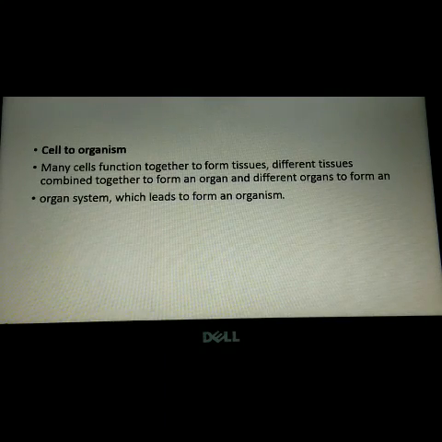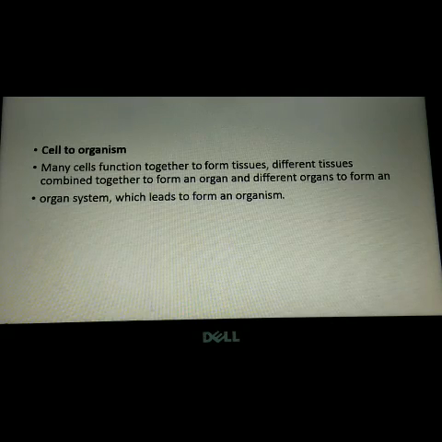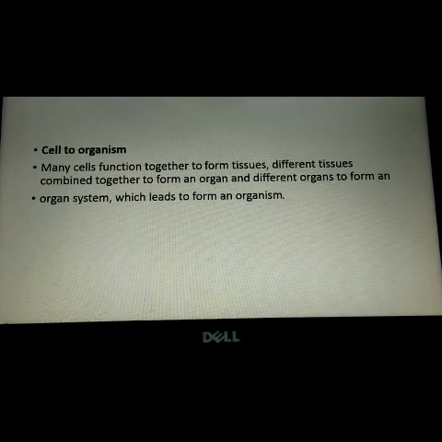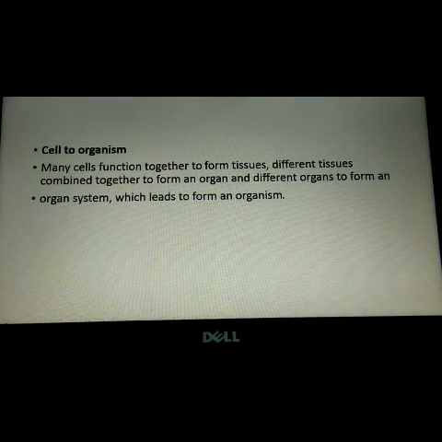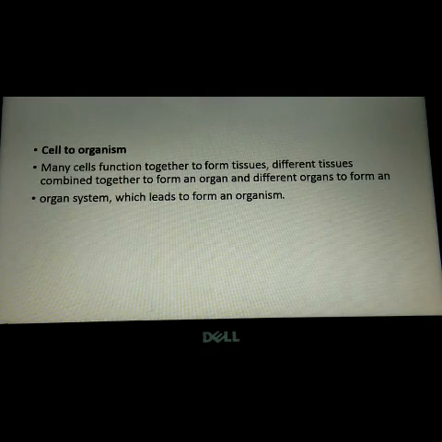Now let us move from cell to organism. Many cells function together to form tissues. So in our human body, we have many cells and they work together to form tissues. And these different tissues combine together to form an organ, right? And those different organs form an organ system which is needed to form the organism. So starting from cell to tissue, tissues to organs, and then from organs to organ system to organism.